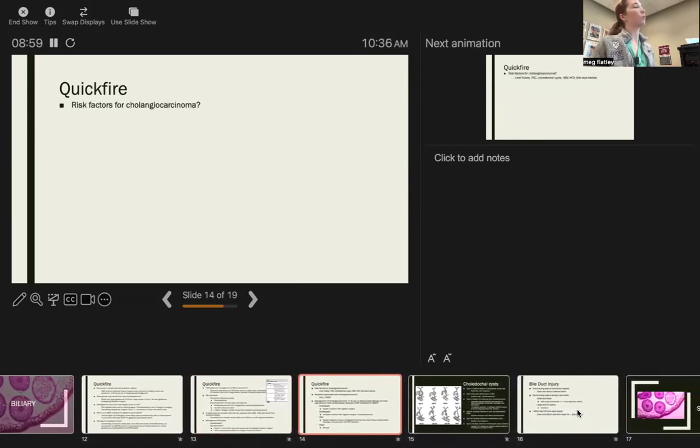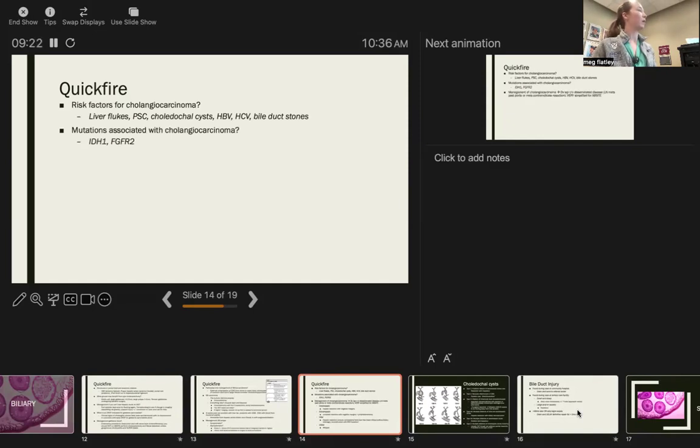What are some risk factors for cholangiocarcinoma? I don't know if that's there, but I'm sure you're right. There's one that's fun, and it's liver flukes, PSC, choledochal cysts, which we'll go over, cirrhosis, bile duct stones. I bet smoking is associated. How could it not be? There's some mutations. I'm not going to ask any questions about these. Just put these aside in your mind. These are associated with cholangiocarcinoma. You're going to manage cholangiocarcinoma.